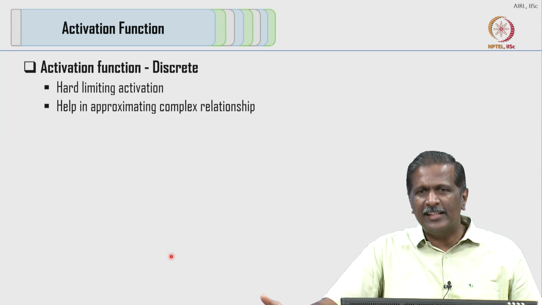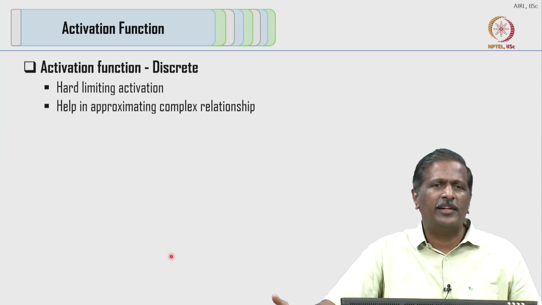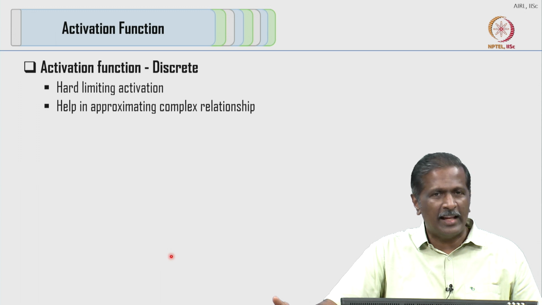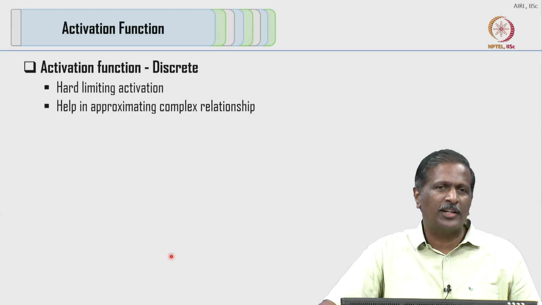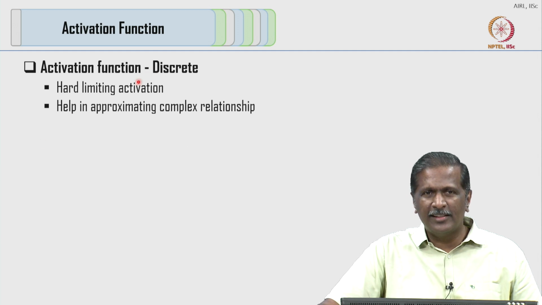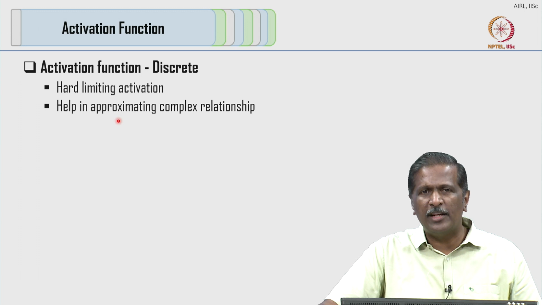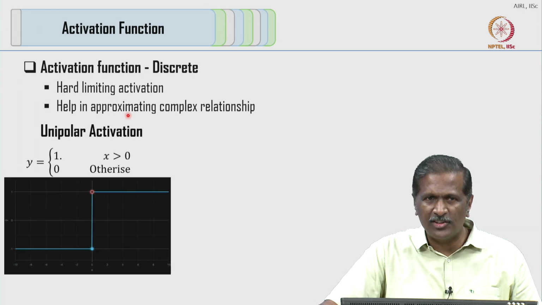We need this activation function to map the activation potential into nonlinear space. We can have a discrete activation, we can have continuous activation functions. Let us talk about discrete activation functions first. Discrete activation functions or hard limiting activation functions help in approximating the complex relationship.